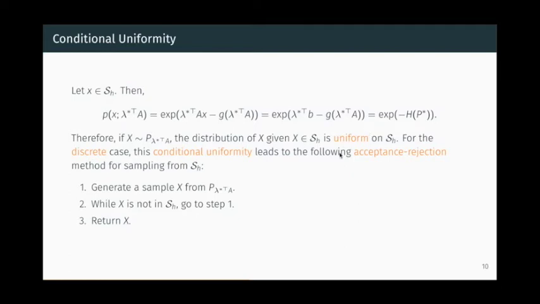This leads to the following very simple acceptance rejection method for sampling from S of H, which is our initial goal. The algorithm is as follows. You first generate a sample X using the maximum entropy distribution. If it's in S of H, then you're done, and you return X. But if it is not, you reject the X and go back to step 1. This is simple, but it's not efficient and practical, because this probability in real cases will be extremely small, so you will end up rejecting most of your samples. Later we're going to propose a sequential algorithm that's going to fix this issue.